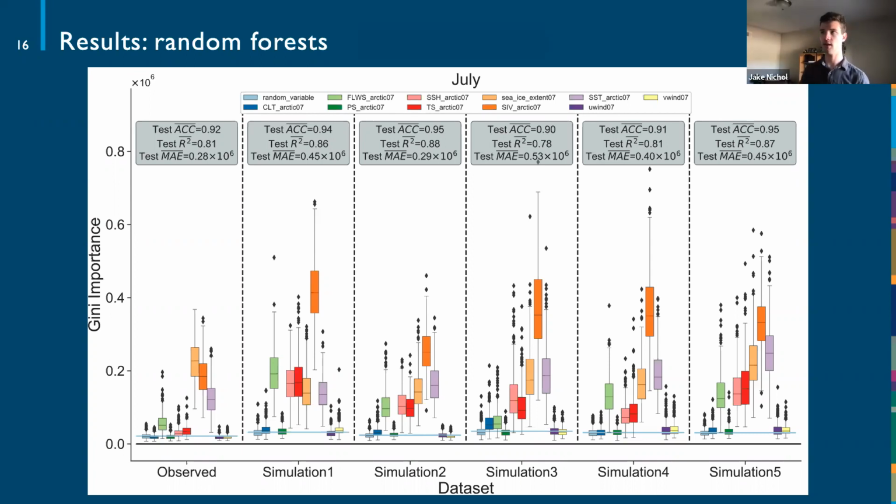In the observed data, it found that sea ice extent, sea ice volume, and sea surface temperature were the most predictive of sea ice extent in September. And in the simulation data sets, it sort of ranked everything very similarly, and then put a huge amount of importance on sea ice volume for being predictive of sea ice extent, which makes sense intuitively. We just don't see that replicated in observed data.